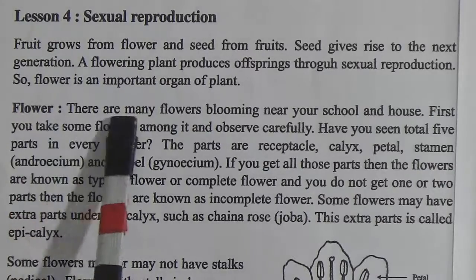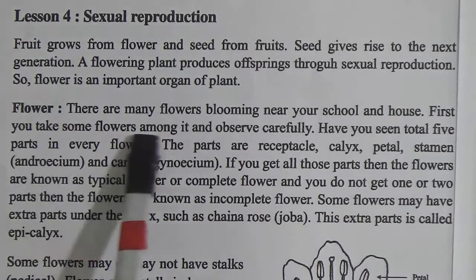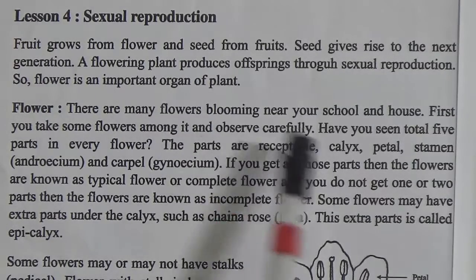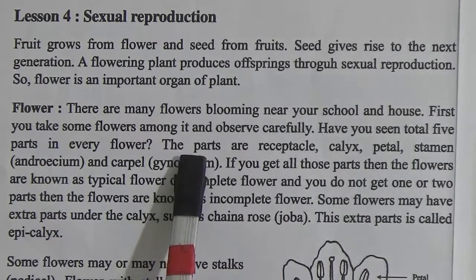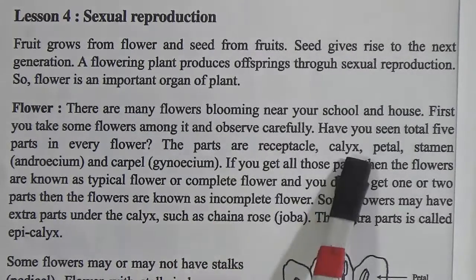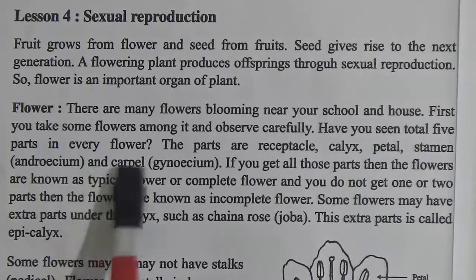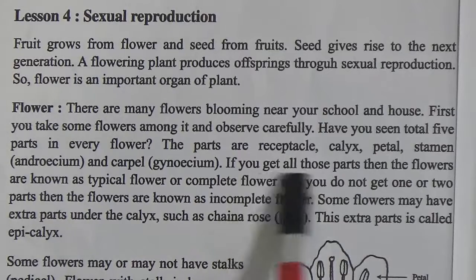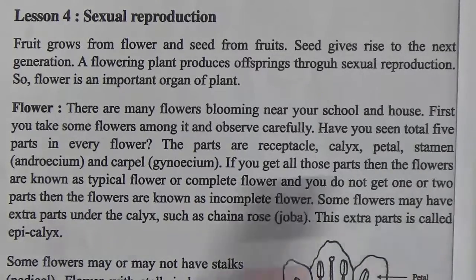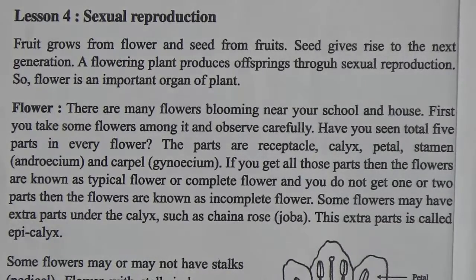The flower. There are many flowers blooming near your school and house. First, you take some flowers among them. Have you seen the total 5 parts in every flower? The parts of the flower are receptacle, calyx, petal, stamen, that is androecium, and the carpel, that is the gynoecium. If you get all these parts, then the flower is known as a typical flower or complete flower.